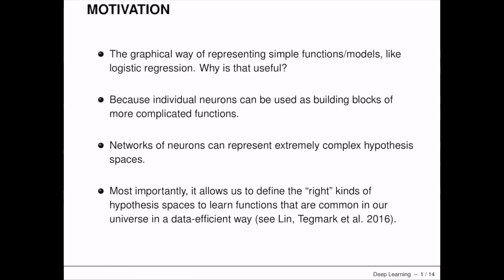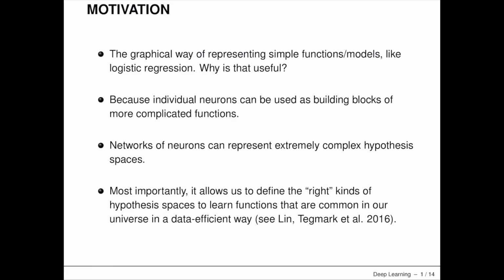So we have just seen that an artificial neuron is just a graphical way of representing simple functions like logistic or linear regression. So if it's the same as linear or logistic regression, why is it useful? Of course, neurons are just the building blocks of neural networks. So we can compose them to networks, and these networks can represent more complicated functions. In fact, neural networks can represent extremely complex hypothesis spaces.